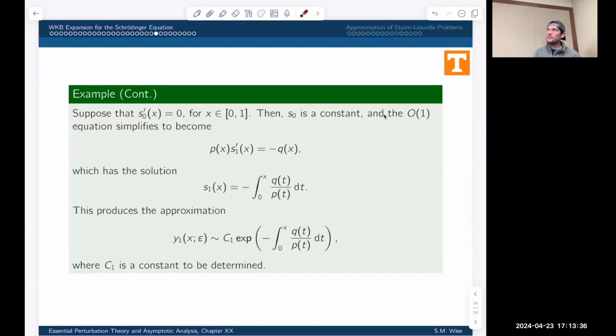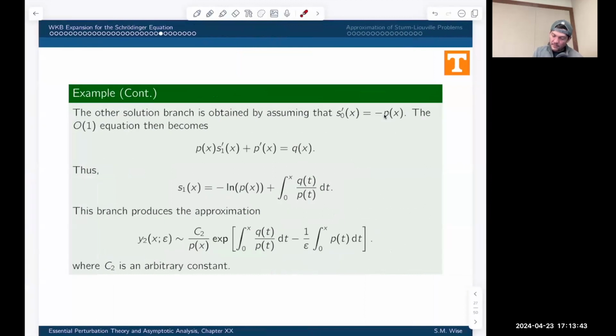Let's try to find a linearly independent second solution. Well, that's going to be obtained by using this other branch of that nonlinearity. So this order 1 equation then becomes this, and we don't have to worry about what this guy is, do we? This guy is just the antiderivative of minus P of X. But really what we need is to figure out what is S1, it turns out.